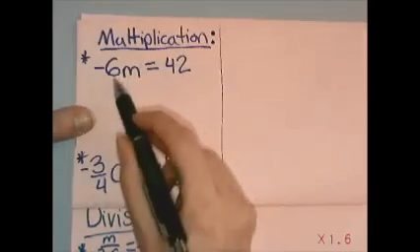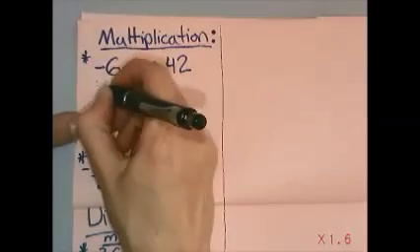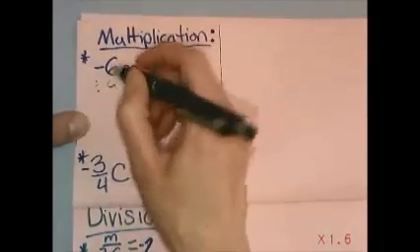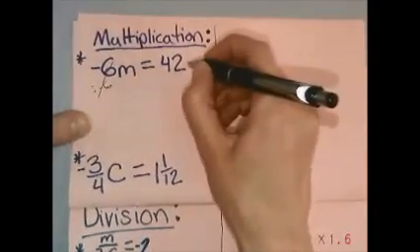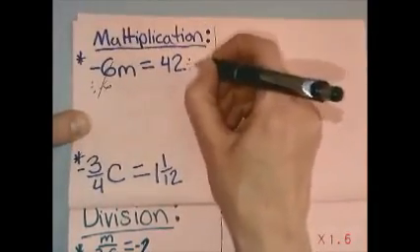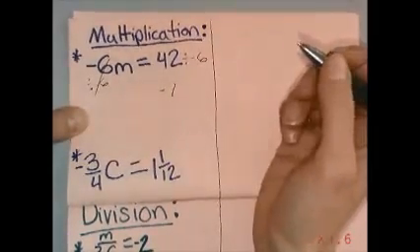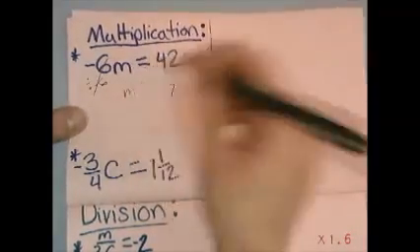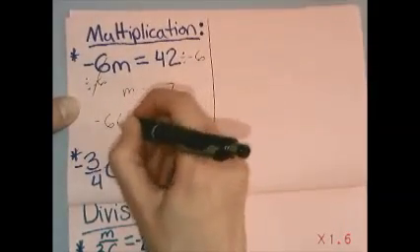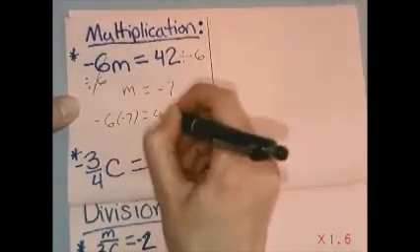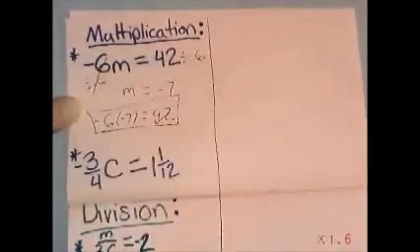What's the inverse of what's happening here? Well, since this is multiplication, the inverse operation would be division. So I'm going to divide by a negative 6. Negative 6 divided by negative 6 is just 1. 1m, or m. I have to do the same to this side. 42 divided by a negative 6. Negative 7. So I have m equals negative 7. Now I have to check it. So I'm going to plug negative 7 in for m. Negative 6 times a negative 7 equals a positive 42. So it checks. And it's correct.